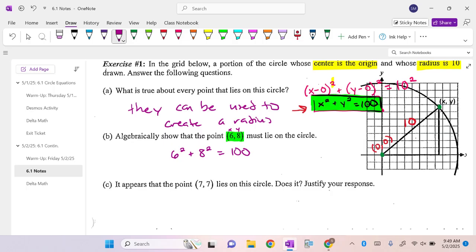All right. So let's simplify this down. What's 6 squared? 36. What's 8 squared? 64. And again, it has to equal 100. And then what's 36 plus 64?